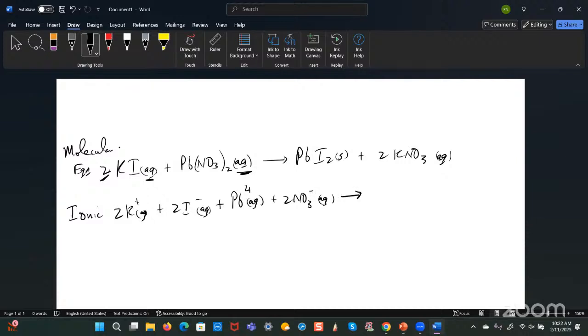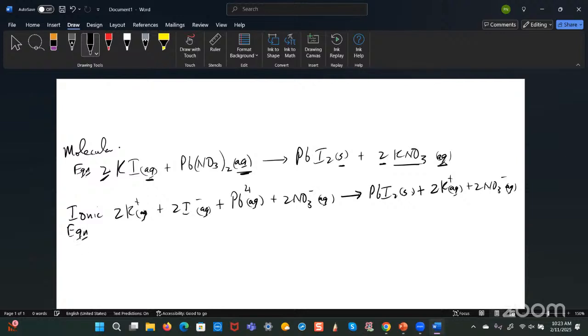Now, what do we notice here? In the case of lead(II) iodide, it's a solid. It's not in an aqueous solution. So therefore, that will not dissociate. So we simply rewrite this as PbI2 solid, right? And then we get to the potassium nitrate, which is ionic and in an aqueous solution. And we have a 2 here. We have to take that into account. So basically, that will split up to form 2K+ aqueous plus 2NO3- aqueous. All right? So this would be the ionic equation.